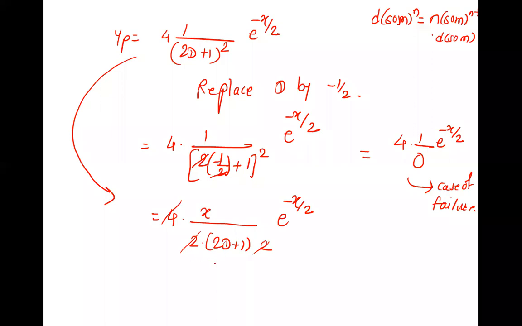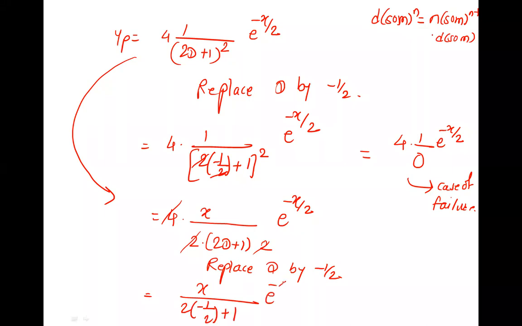This is the term there. So we can now replace D by minus 1 by 2. So x upon 2 into minus 1 by 2 plus 1 into e raised to minus x by 2. What is that? 2 to cancel here, minus 1 plus 1. Is it again 0? Yes. Once again, case of failure. So where we go now? To this step.